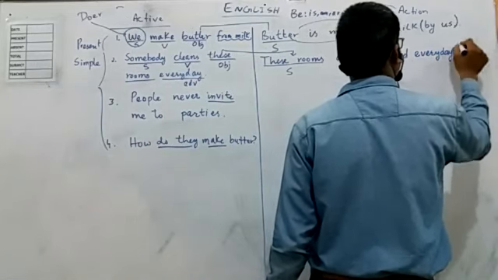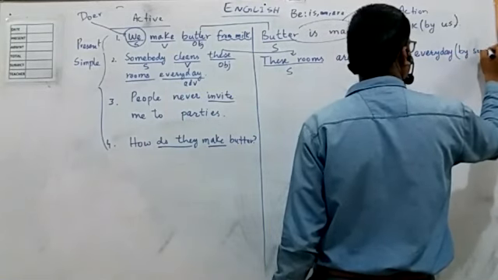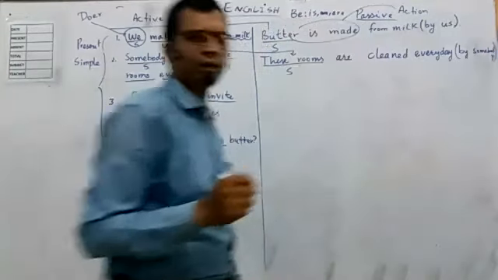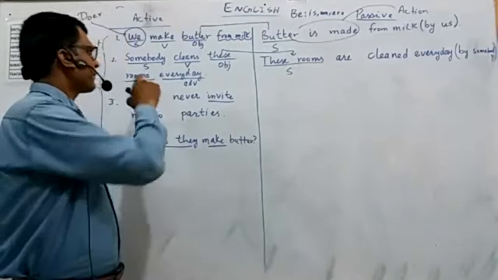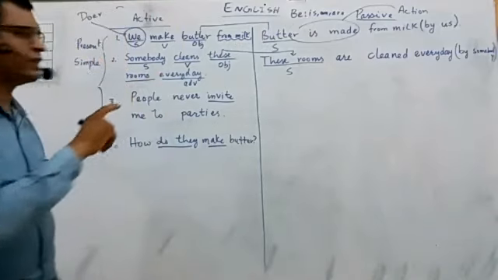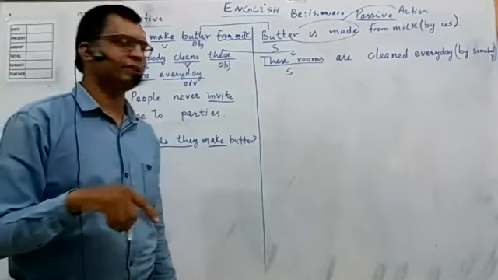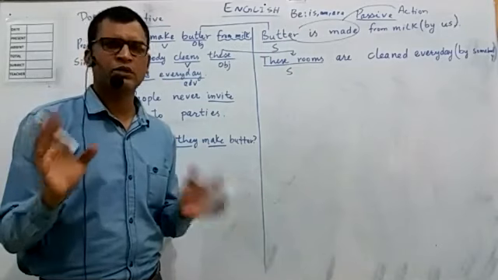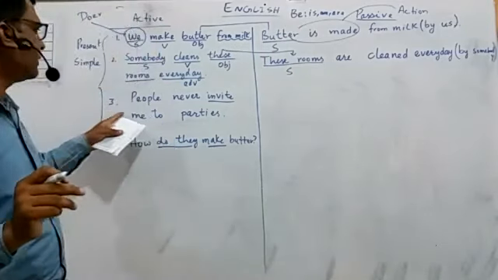By someone. "By somebody" is again optional. So, somebody cleans these rooms every day. Here the doer is important. These rooms are cleaned every day. Who does it? We don't know. It's not important.